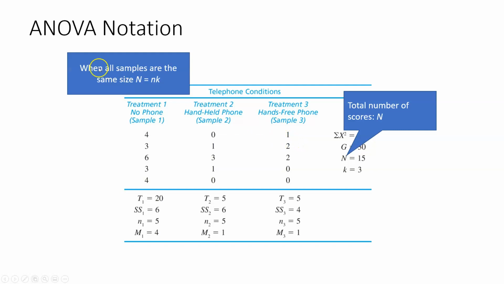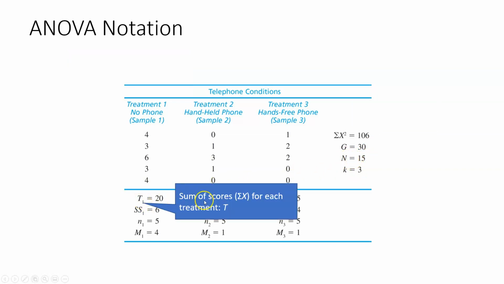So you might have noticed that if all the samples are the same size, like they're all 5 here, then the big N is equal to the little n times the number of conditions. So 5 times 3. But if they're not the same, then you can just add up how many there are in each condition, and that's the total N size.